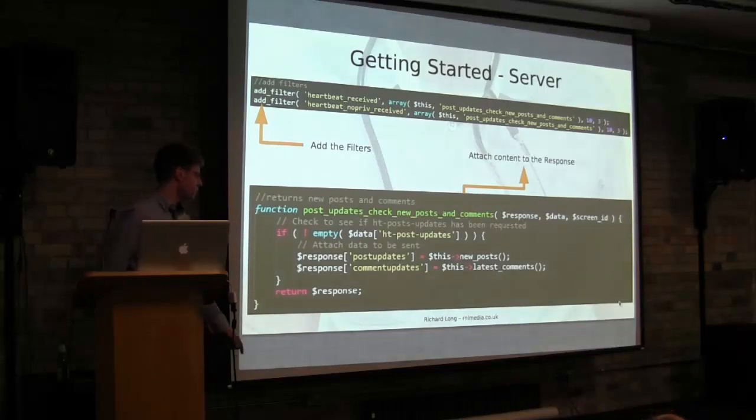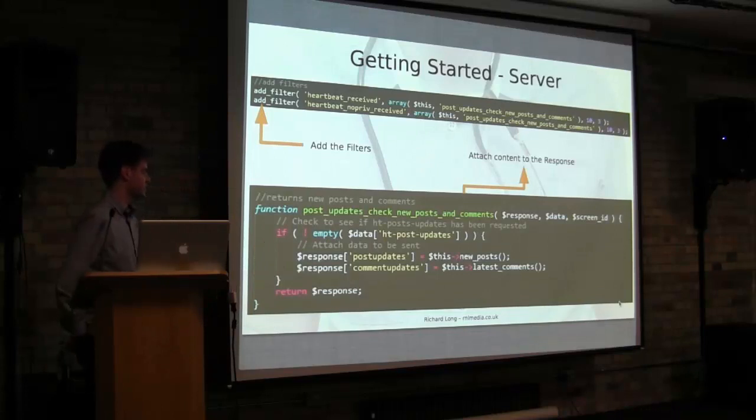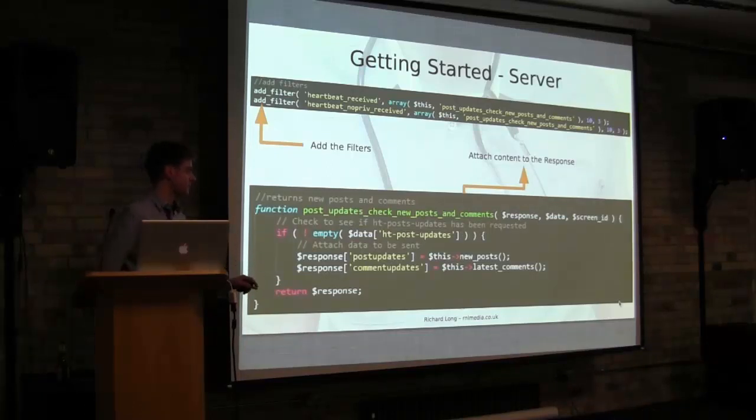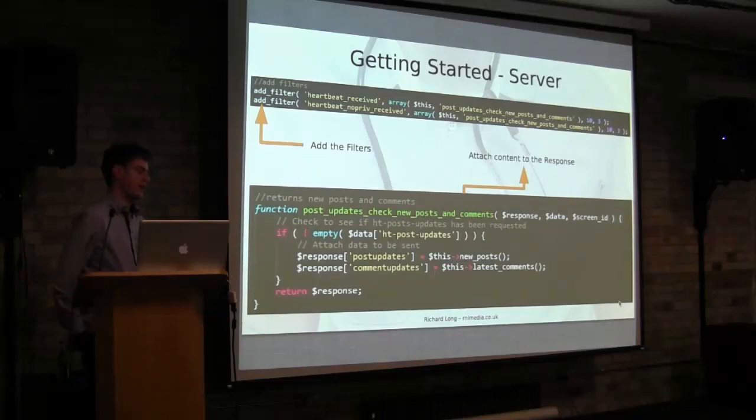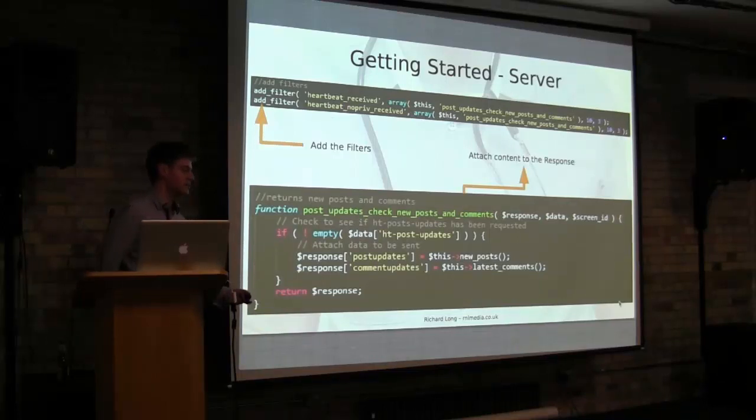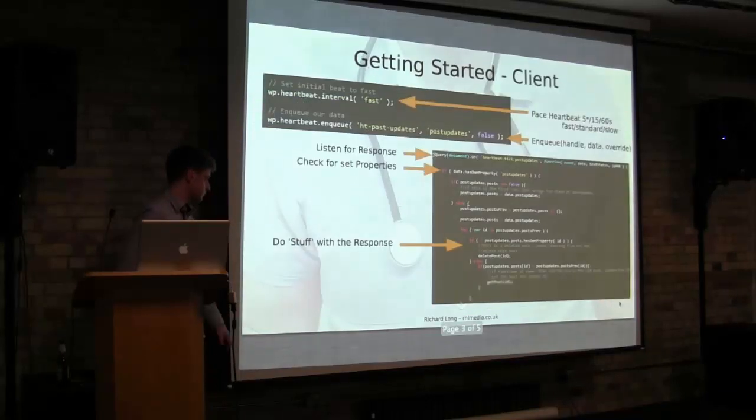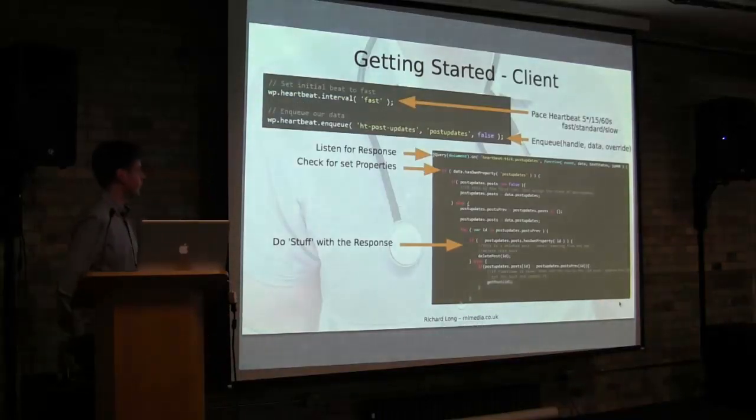And what we're doing here is we're basically just attaching a response. So we can add anything that we want onto the response object. In this example here, we're using it for comment and post updates. So this will allow us in our theme to display comments and posts which have been posted without the user actually having to actively refresh the page. And this is what we're doing on the client side.